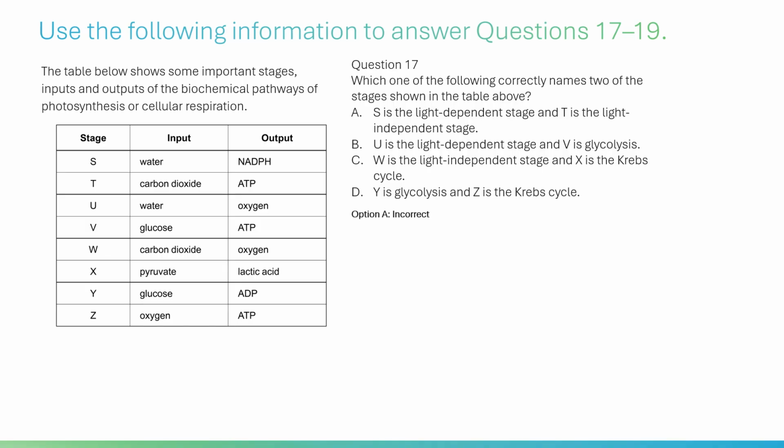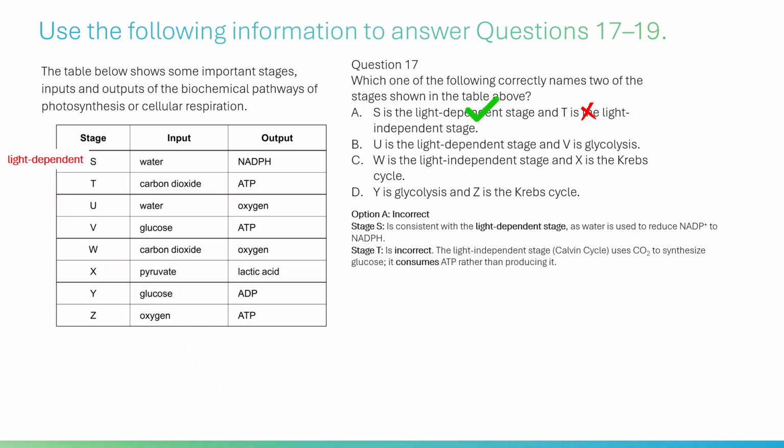Option A, incorrect. Stage S is consistent with the light-dependent stage, as water is used to reduce NADP+ to NADPH. Stage T is incorrect. The light-independent stage, Calvin cycle, uses CO2 to synthesize glucose. It consumes ATP rather than producing it.